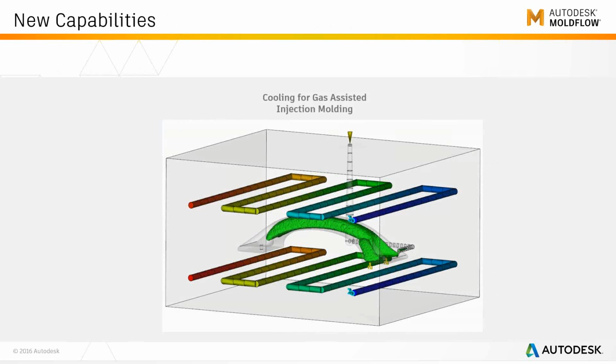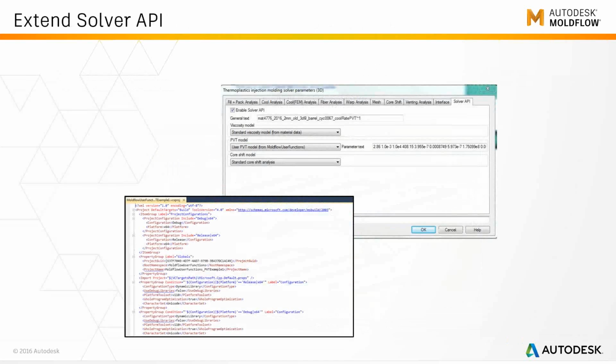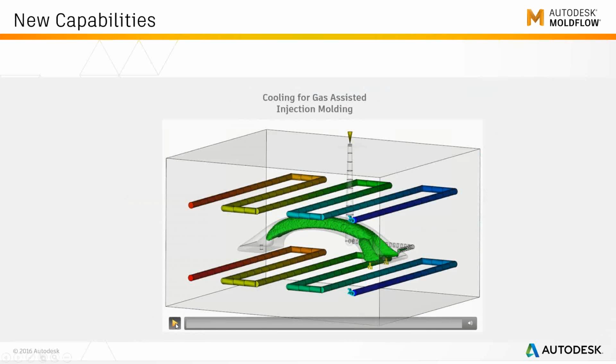That's okay. Another thing we did this year is added cooling capabilities to the gas-assisted injection molding. In this particular case, you see how a gas core gets hollowed out, but I also have cooling analysis results on this.